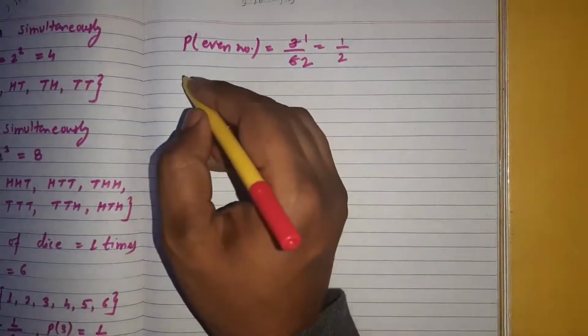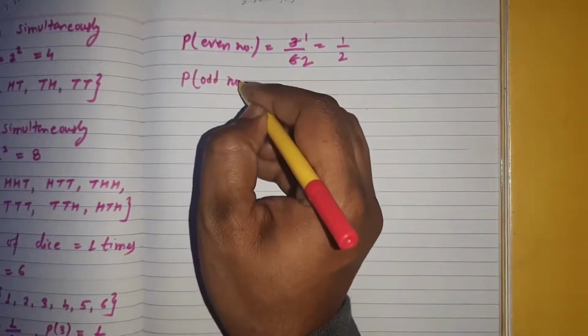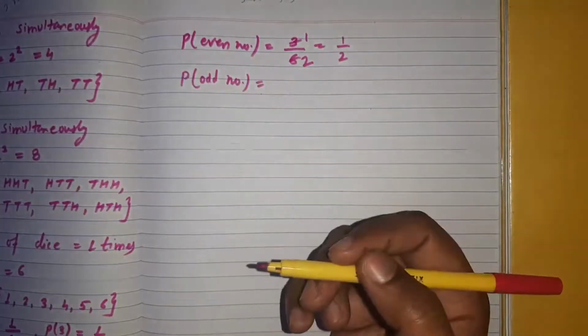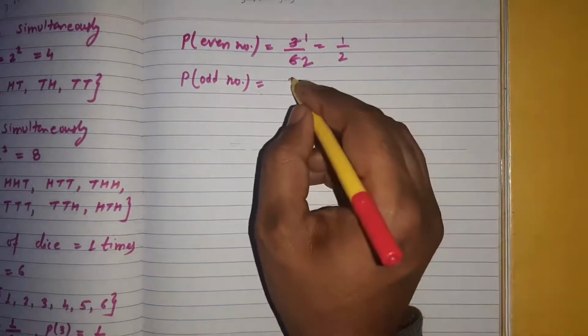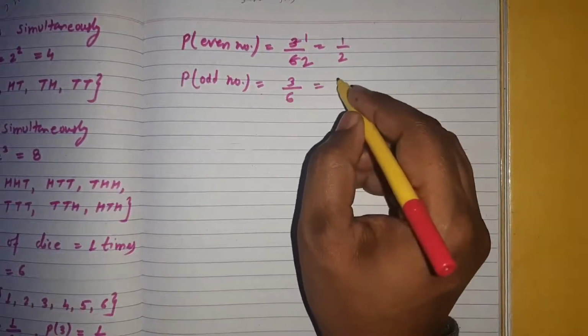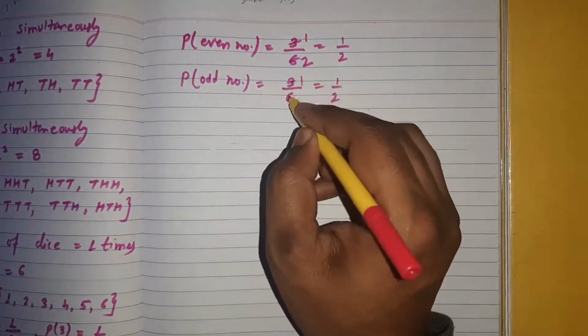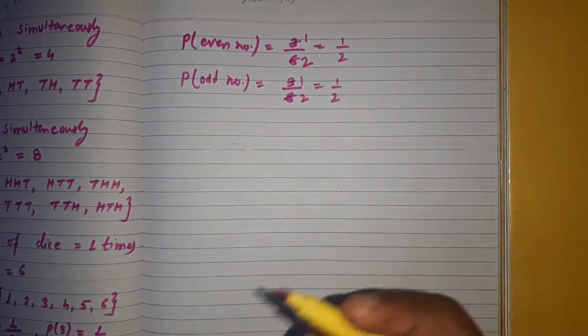Similarly, the probability of getting odd number we can also find out. The odd numbers are 1, 3 and 5. So the favorable outcome for getting odd number is 3, 3 upon total outcome 6. So after cancellation it will be 1 by 2. Similarly, we can find any other events.